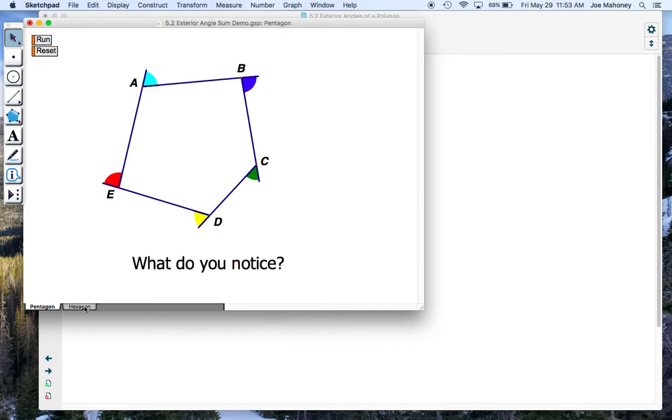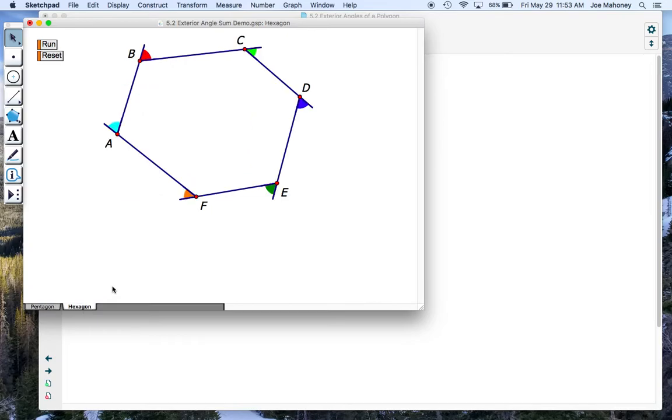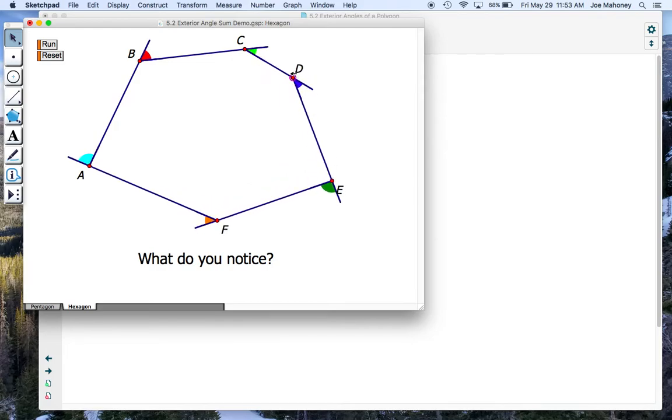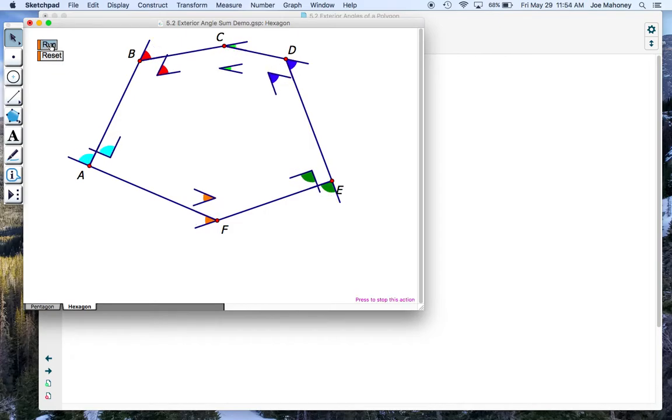And let's kick it up to the hexagon as well. So hexagon, 6 sides, you see the exterior angles there. I'm going to run it again. And notice all 6 of those angles come together and they form a circle also. Now the neat thing about Geometry Sketchpad is that I'm also going to drag maybe angle A a little bit, drag angle F a little bit, drag angle E a little bit, and D a little bit. So I'm changing the size of all those angles. We'll keep C really tiny and small. Notice when I hit run again, even though the angle measures changed, does the sum stay the same?